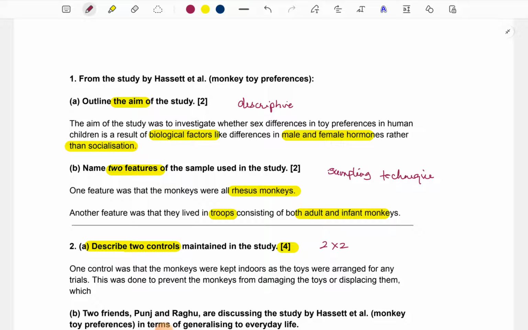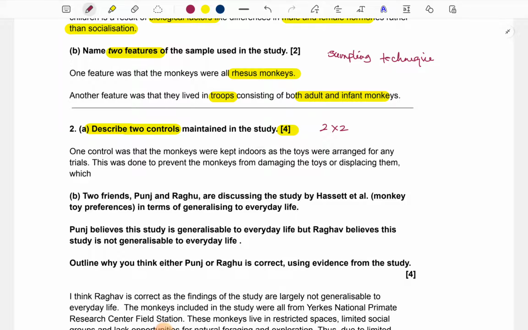So one control was that monkeys were kept indoors and the toys were arranged, as the toys were arranged for any trials. This is stating the control, or naming it. This gives us 1 mark. For the second mark, we justify. One stem or template you could remember for justifying a control is "this was done to prevent." It will fit into most cases.